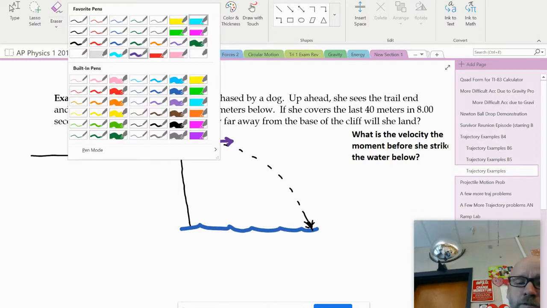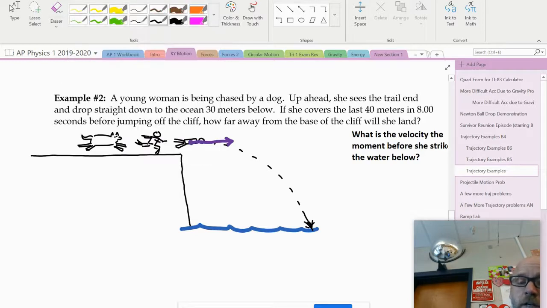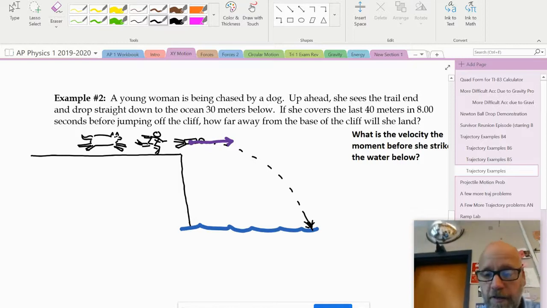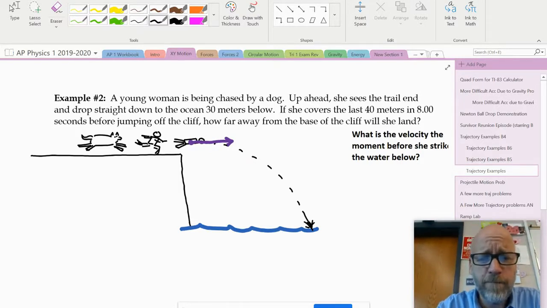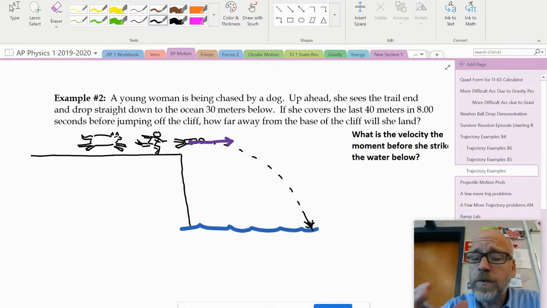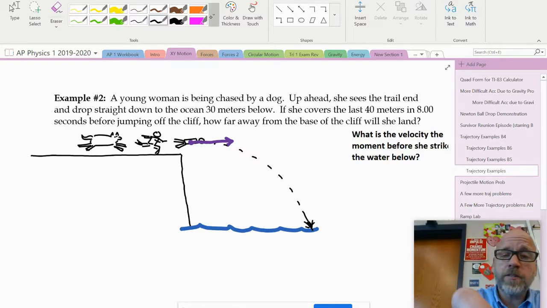Now, you can just draw a square to represent the dog and the person. You can keep this very basic. Mine appears to be being chased by a cow. It's okay. I do this because it helps me organize the information that's in the problem.